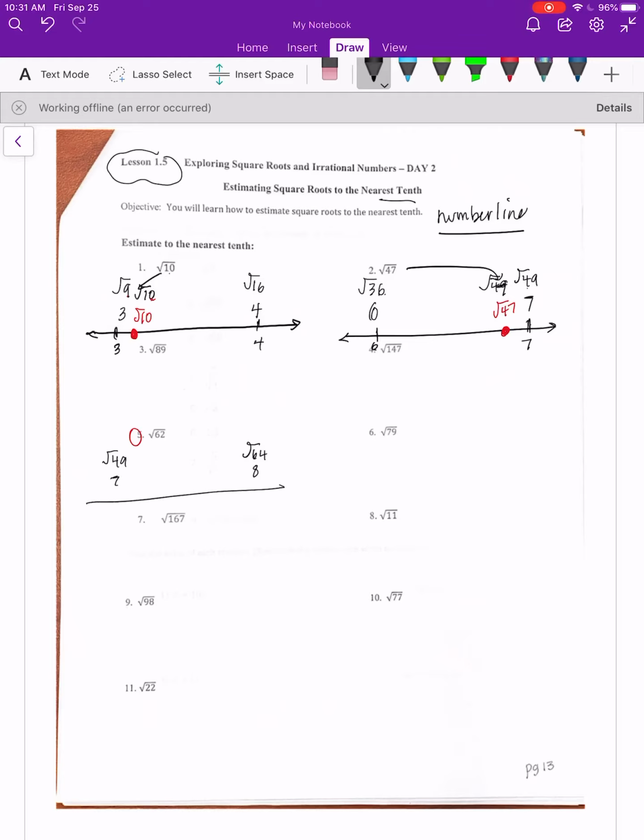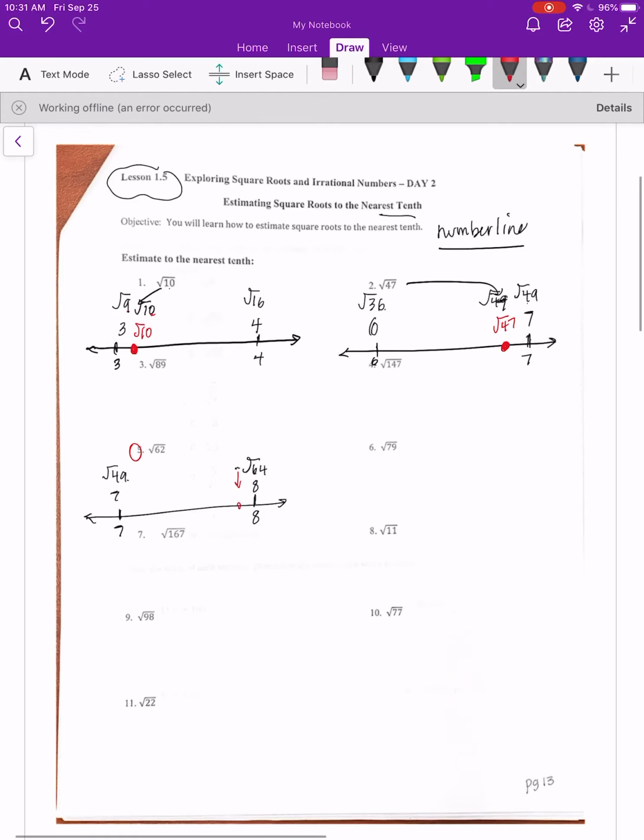So now I'm going to make myself a number line. We've got 7 and we've got 8. And then 62, 49, 50, all the way over. 62 is going to be somewhere over here. So again, I'm going to put it on my number line right below here. And then I list the square root of 62. So that's placing it on a number line.